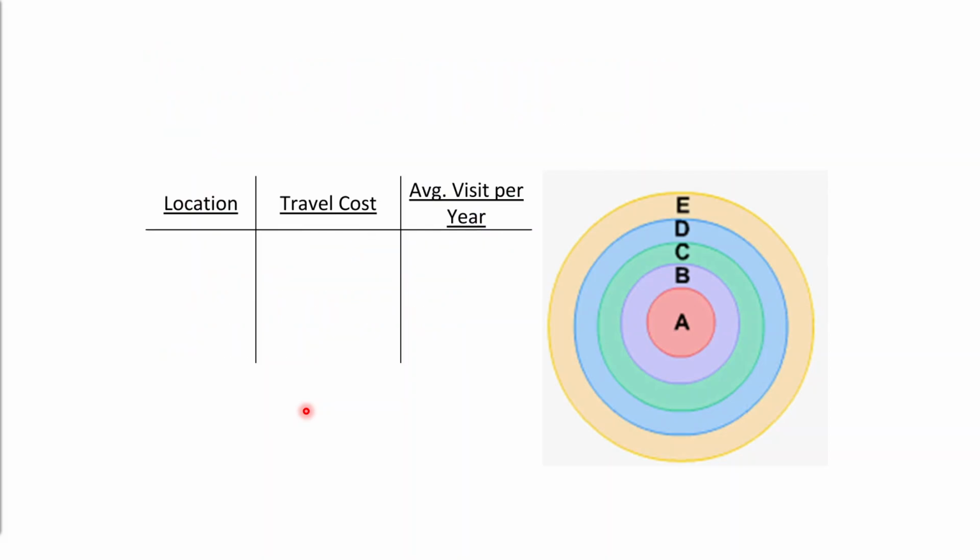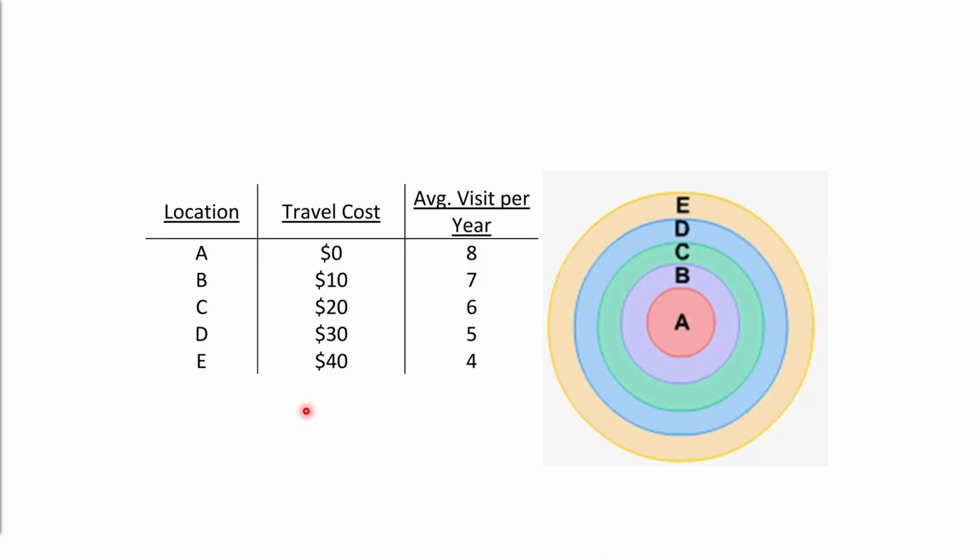As a statistician, we can start to collect some data. Let's do an estimate of travel costs. If you live in A, then travel cost is basically 0. If you live in E, then your travel cost is 40. The next set of data we'll get is how many times, on average, people from A visit per year, and how many times people from E visit per year.